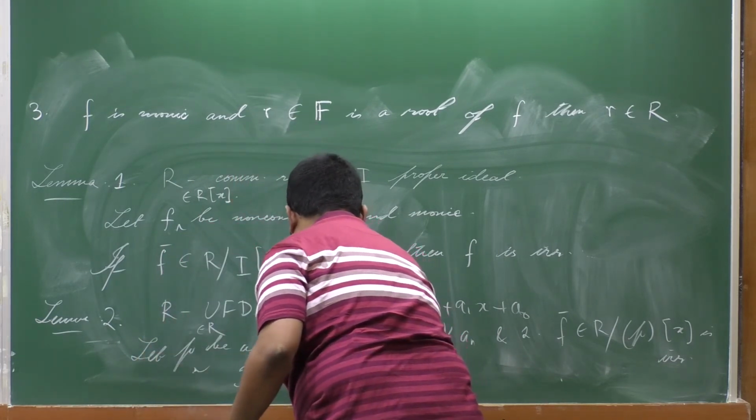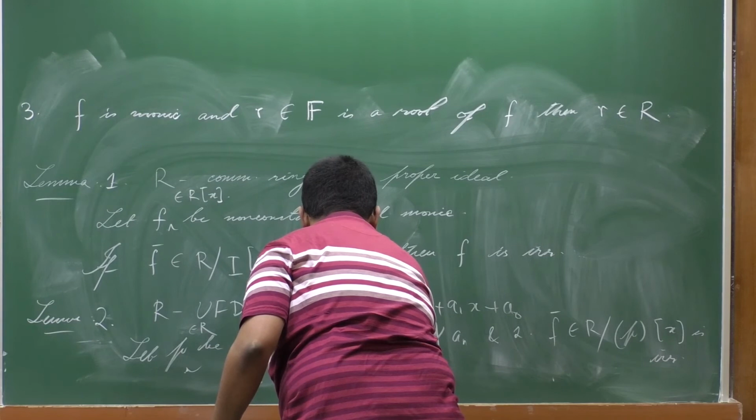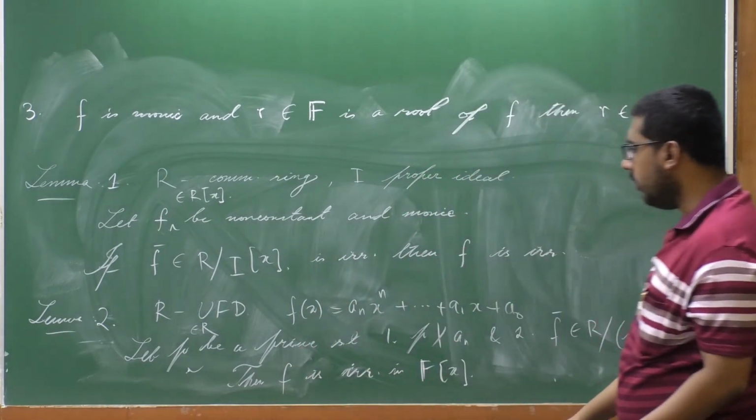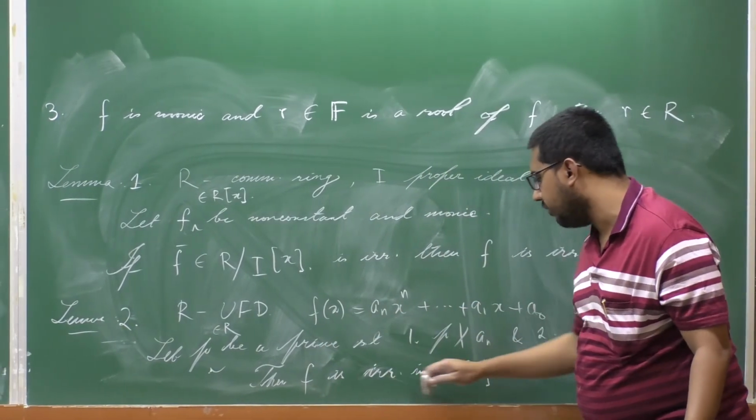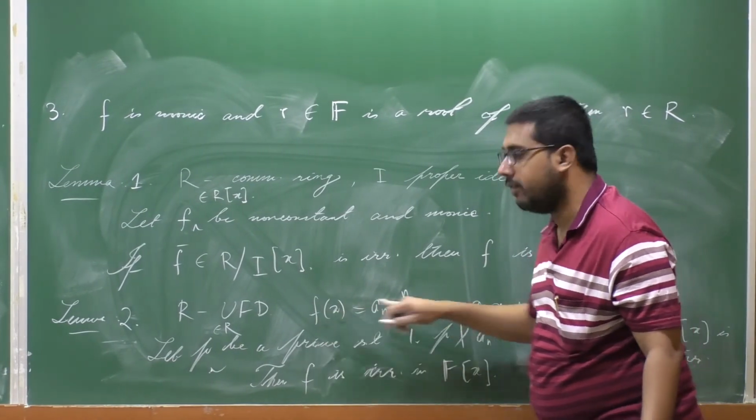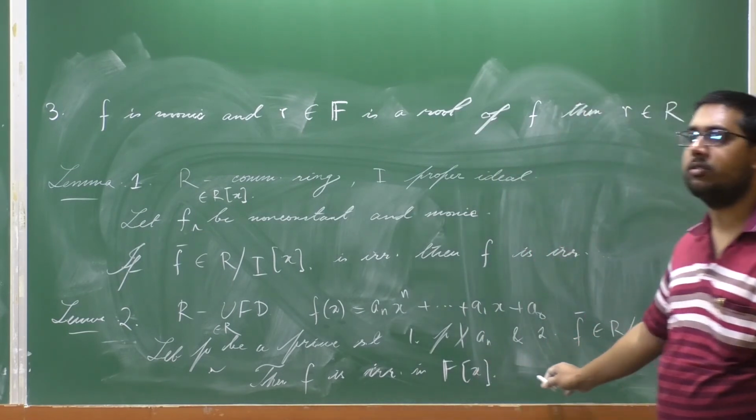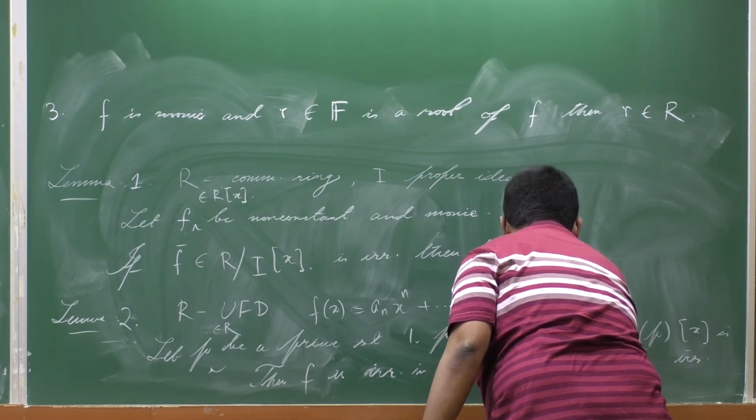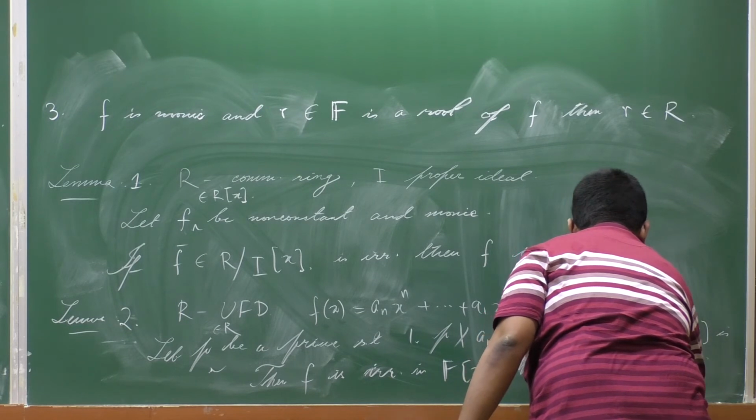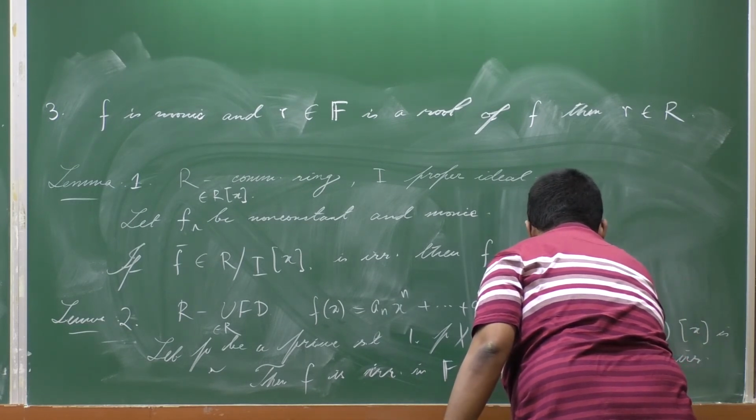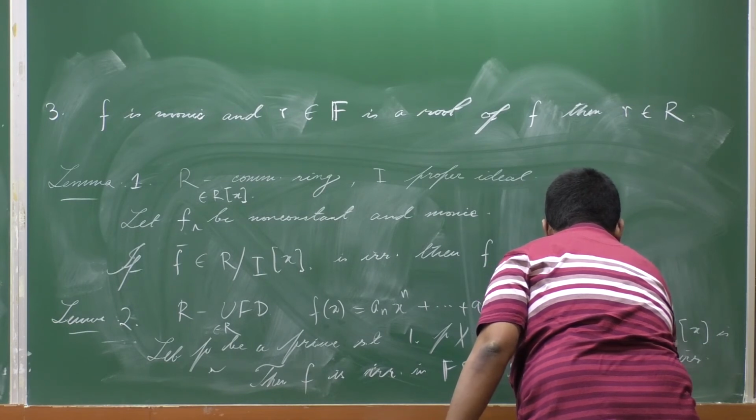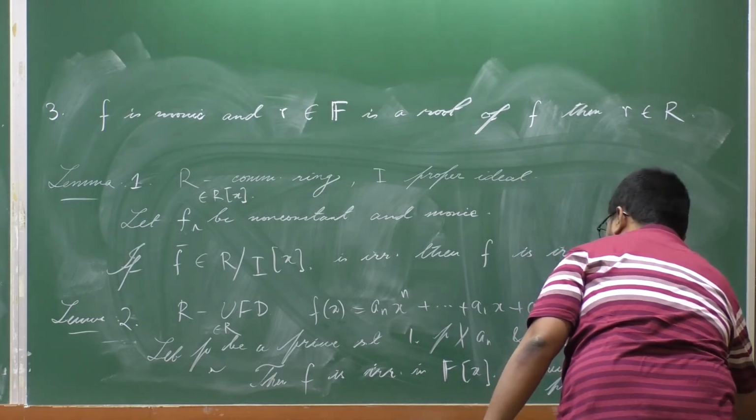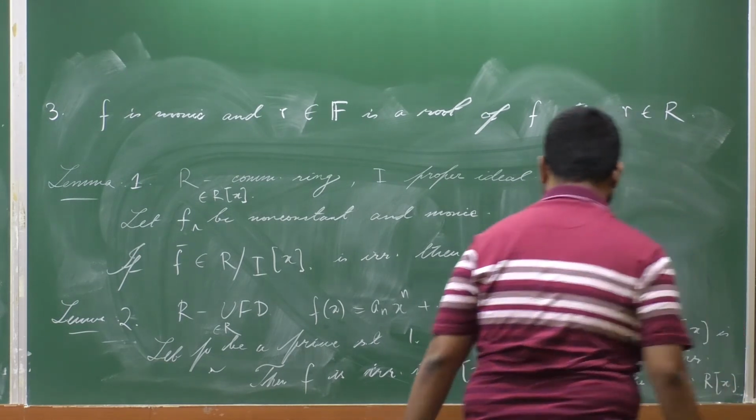But however, you have to be slightly careful: f is irreducible over the field of fractions F[x]. And furthermore, if we assume that f is primitive, then f will be irreducible in R[x] as well. So try to compare these two statements.